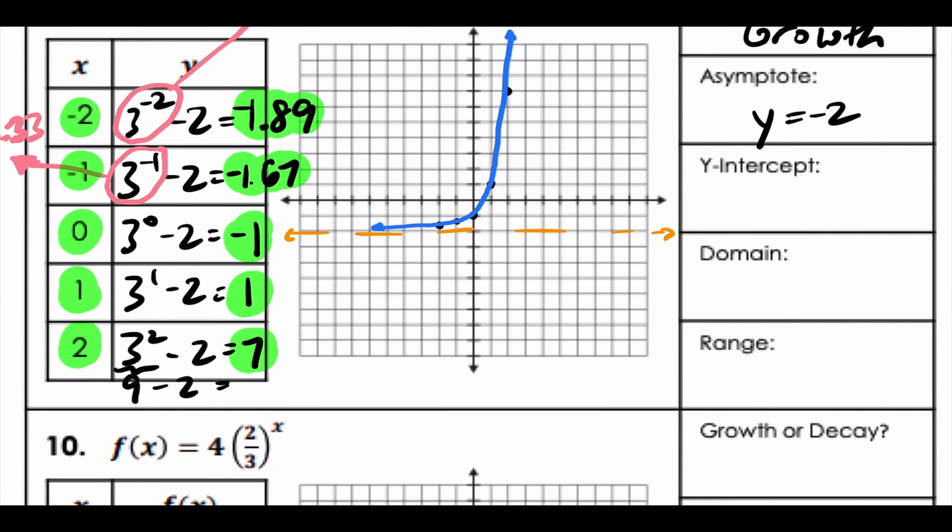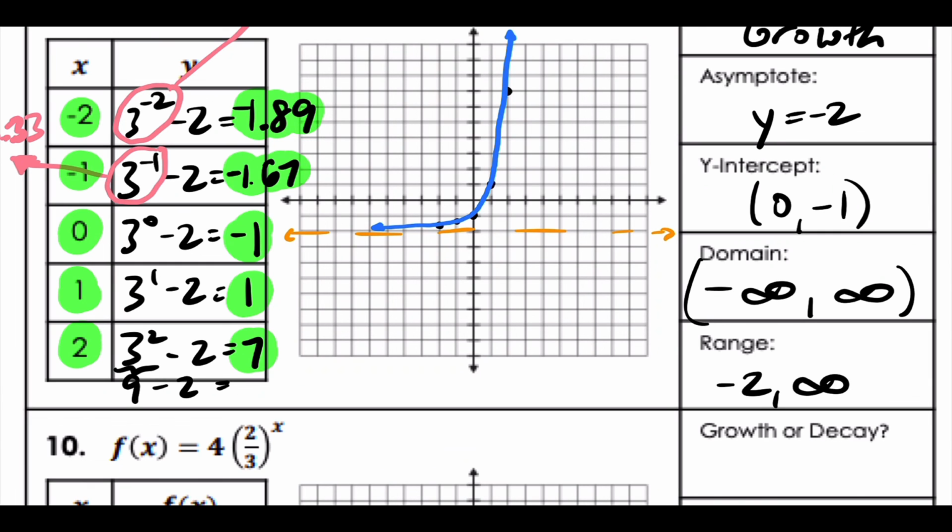Okay. Y-intercept. Where does it cross the y? 0, negative 1. Domain is going to be the same since it looks the same as the pictures, since it's the same growth one. Range, we start with the hard floor. Where was the hard floor? There you go.